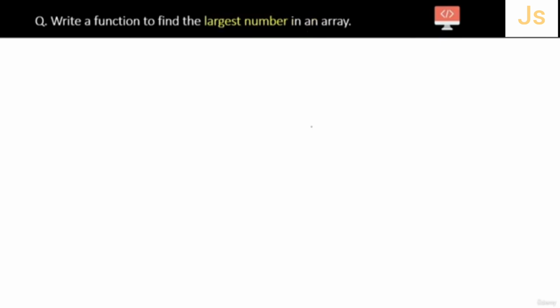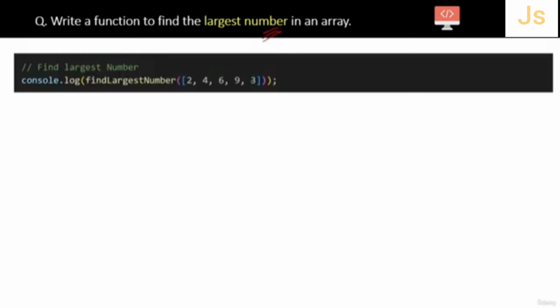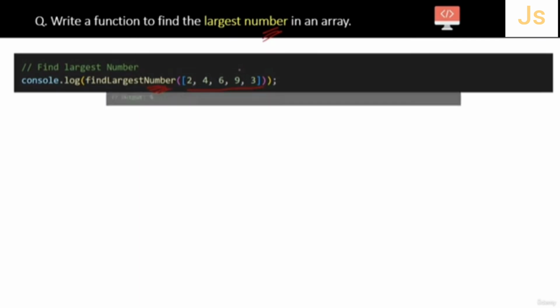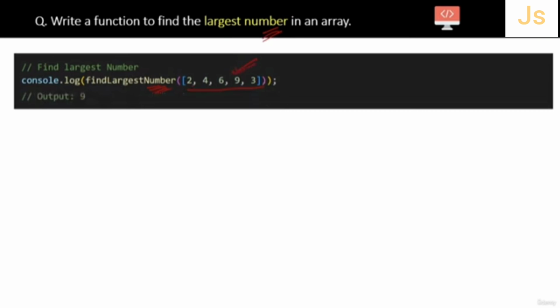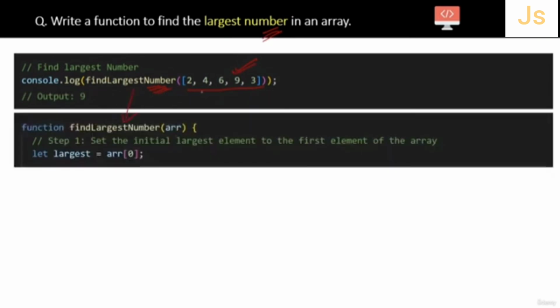Write a function to find the largest number in an array. For example, this is an array of 5 numbers. And we have to write the method findLargestNumber to get the largest number out of this array. The output should be 9, like by saying it, but we have to create the program. So first we will create the method and here we will assume that the first element of the array is the largest element. We will start from here, okay? We will set it to this largest variable. And now the largest element is set to the first element.